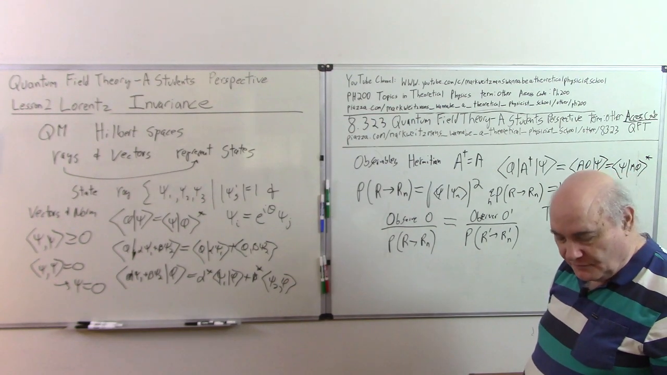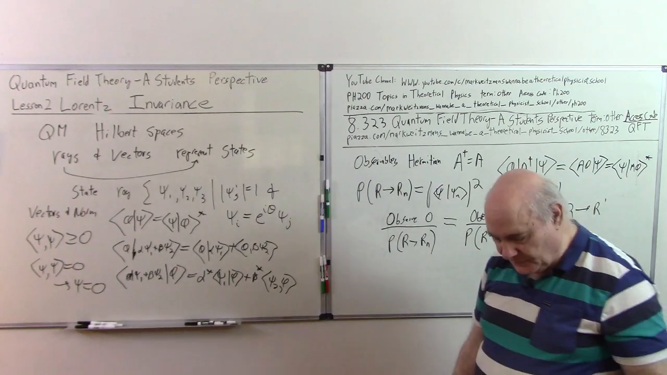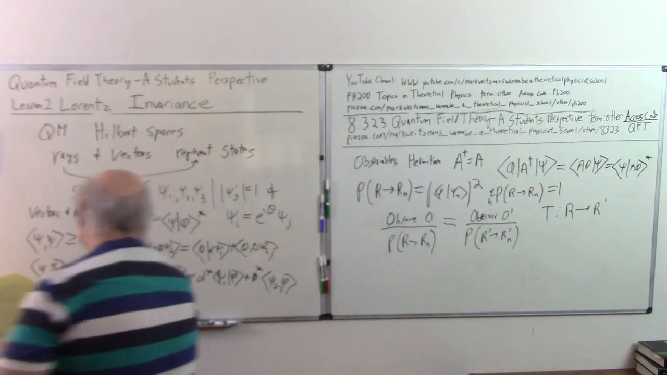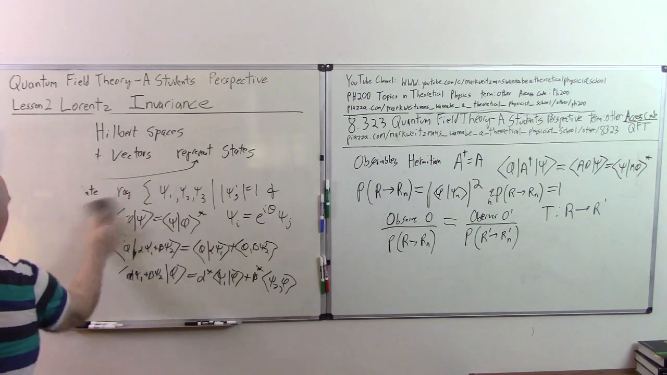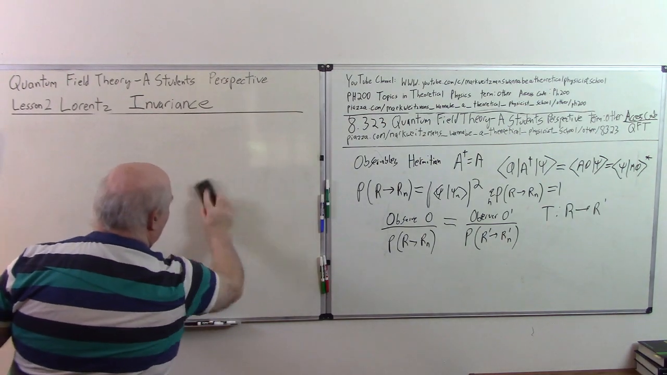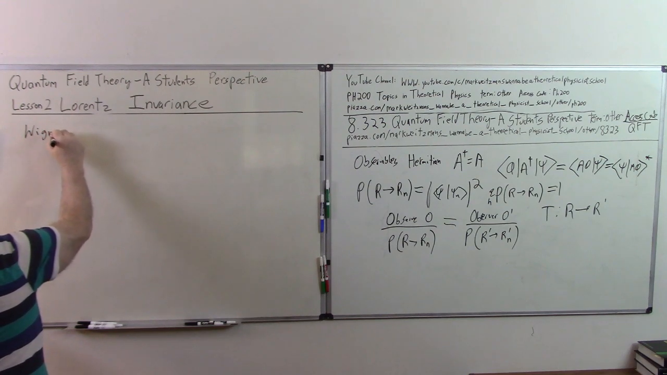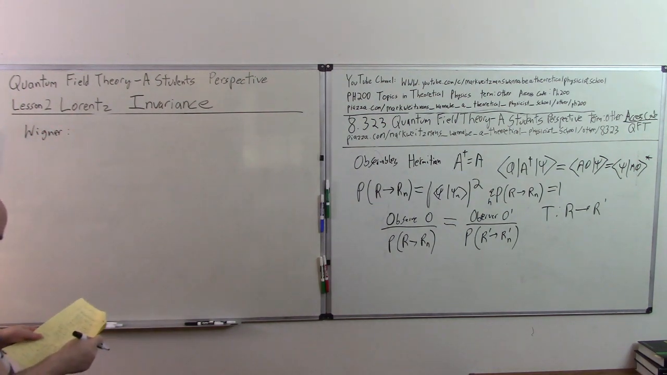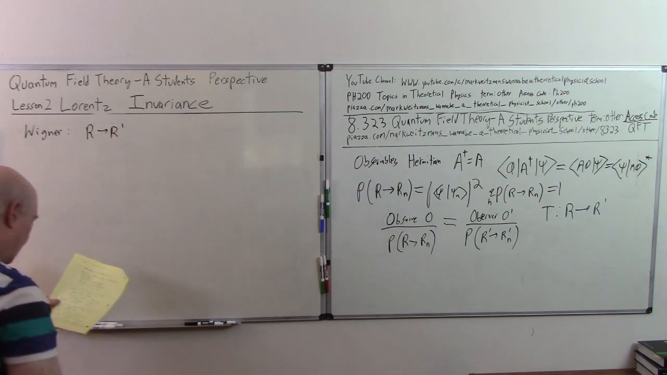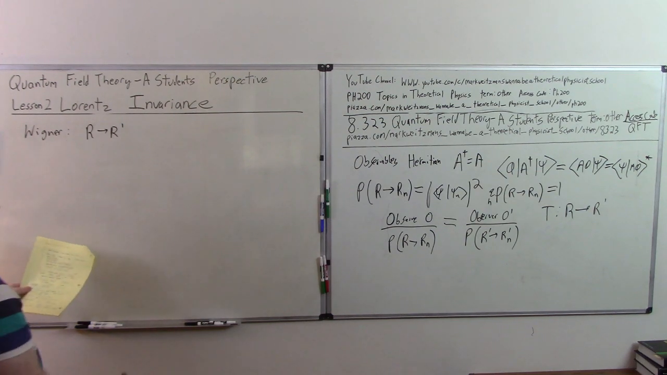Way back in the 30s and the 40s, Wigner, who eventually won a Nobel Prize for his symmetry studies, especially with respect to nuclear physics, established that any symmetry transformation of rays, like R to R prime, can be represented by a unitary operator or an anti-unitary operator.